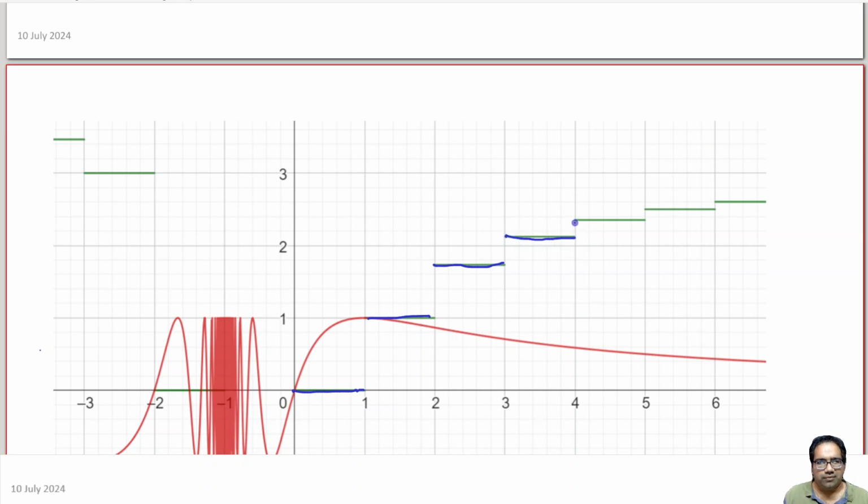And 4 to 5 is something higher. 5 to 6 is something even higher. Let's try 5 to 6. x sine 5 by x plus 1, greatest integer function of x. What is this one, between 5 to 6?